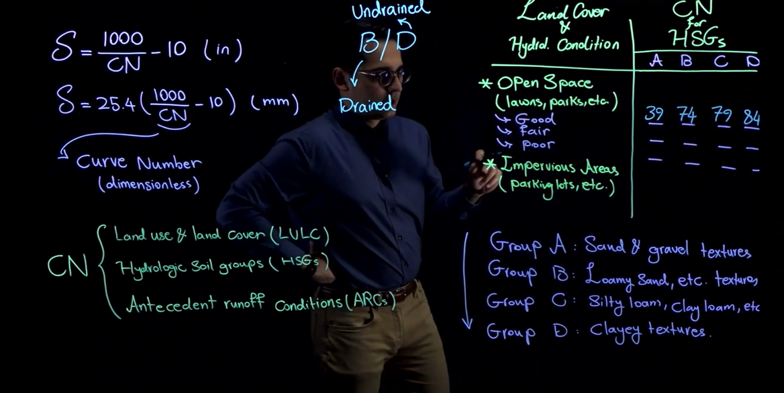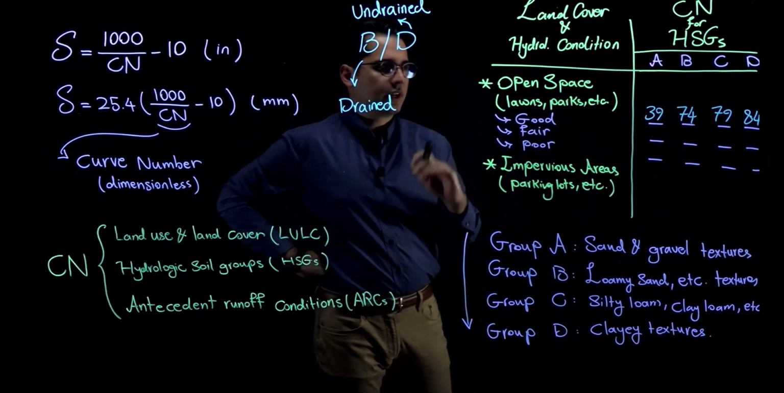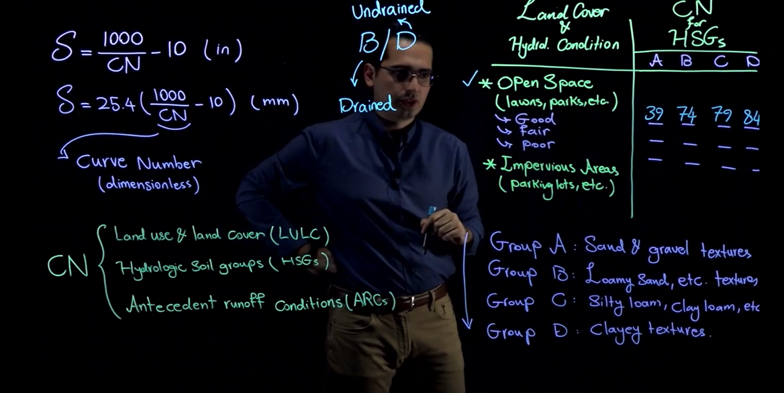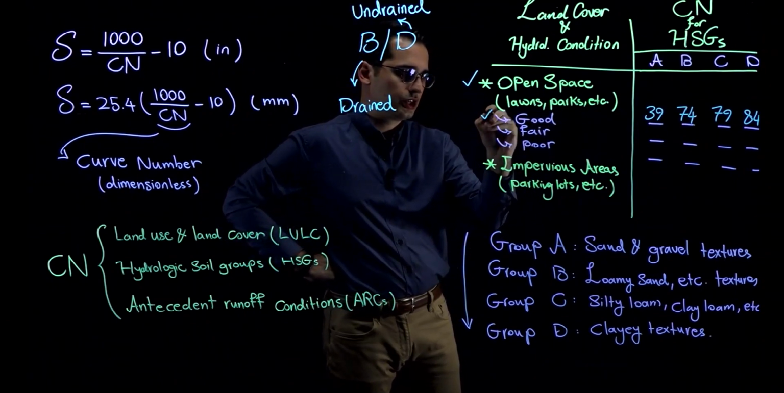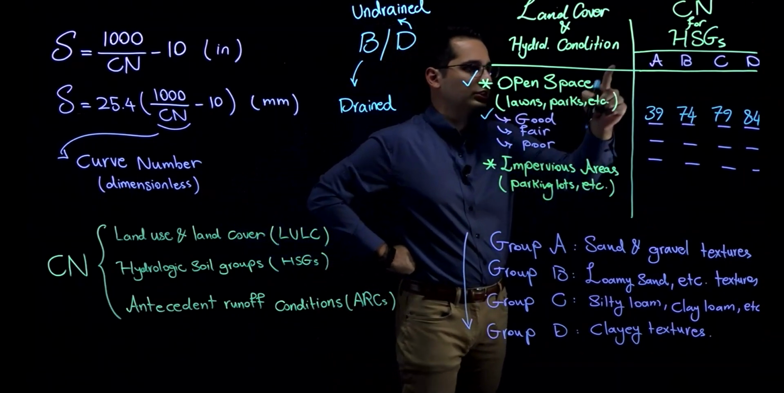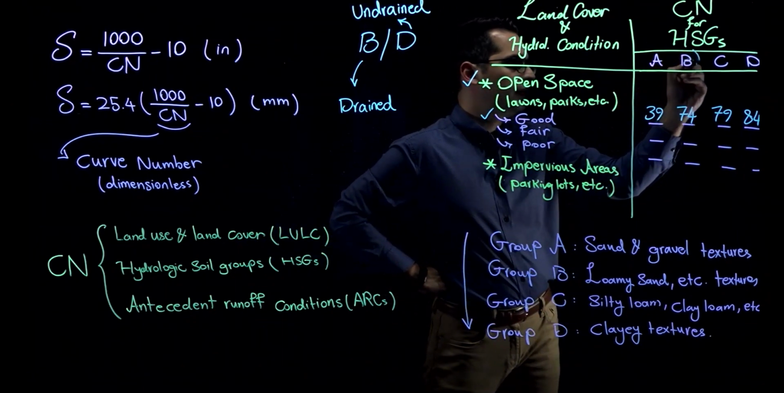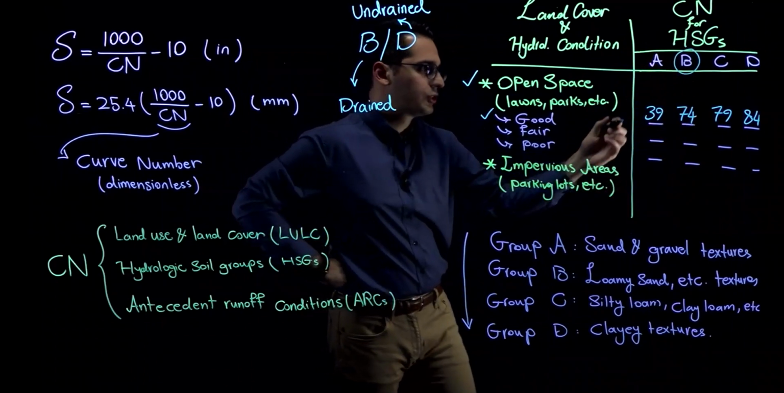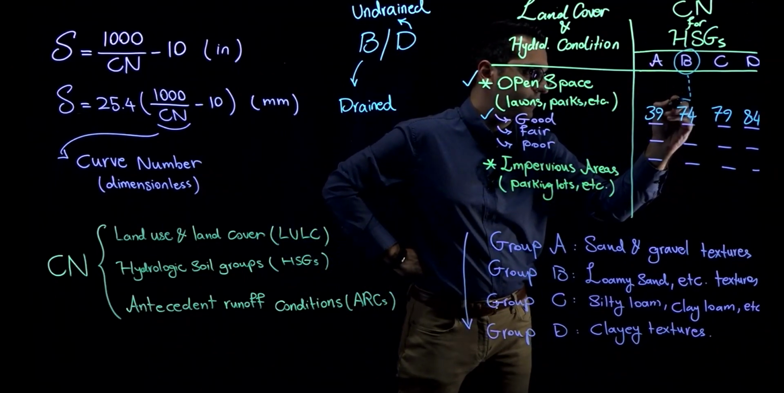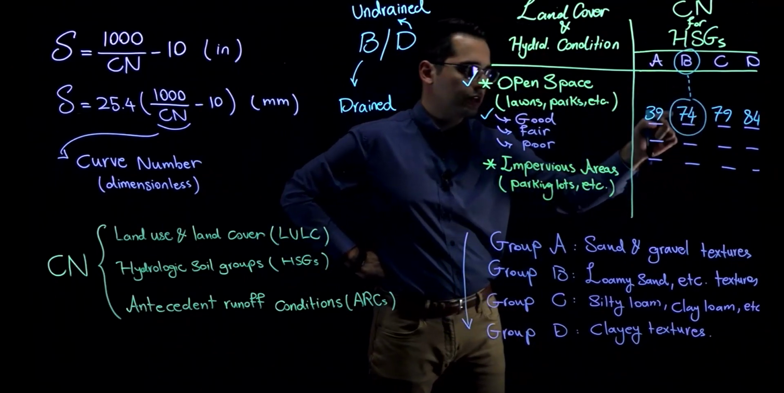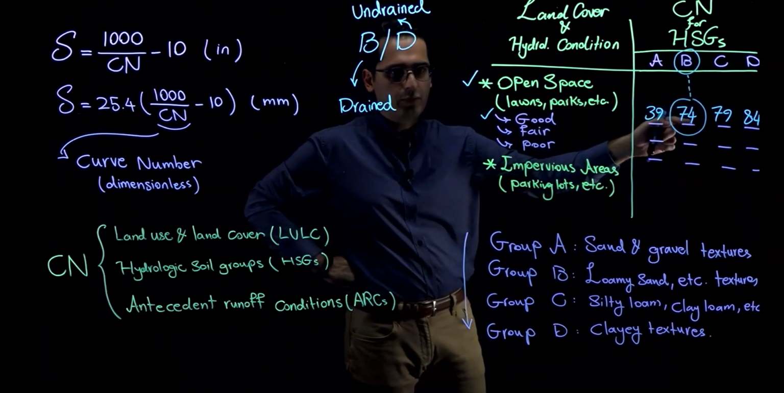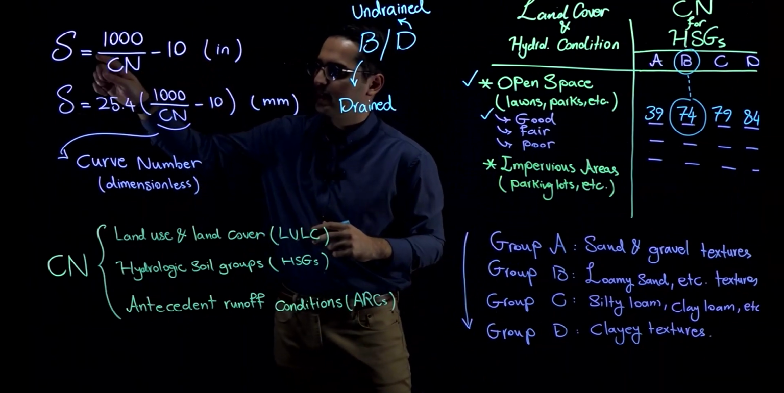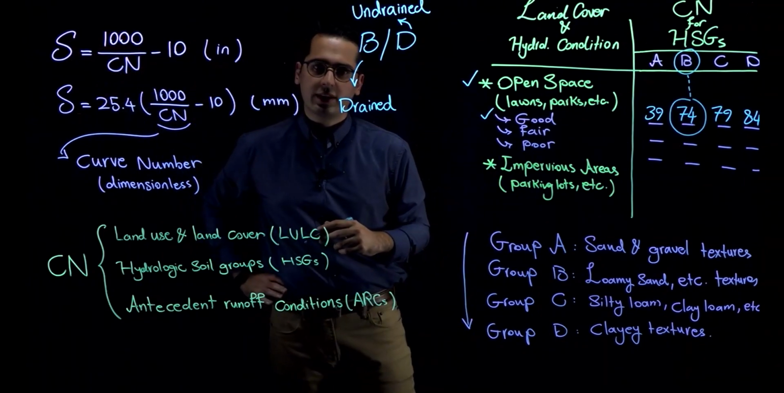So let's say that your study area, the land cover is open space, the hydrologic condition is good, and hydrologic soil group is B. And you have this table with numbers, you will find that you need to use the curve number value of 74 and put it in these equations to be able to find S, or watershed storage.